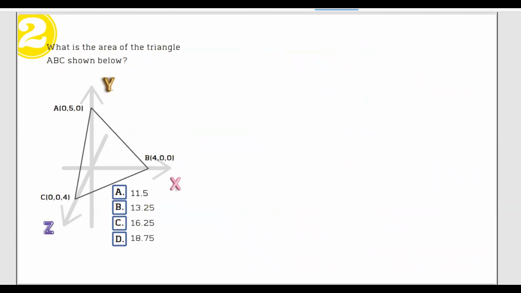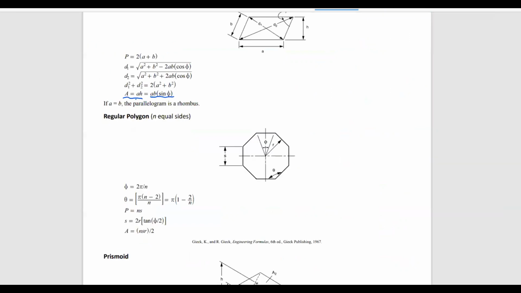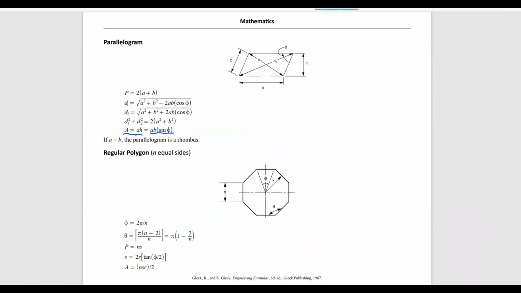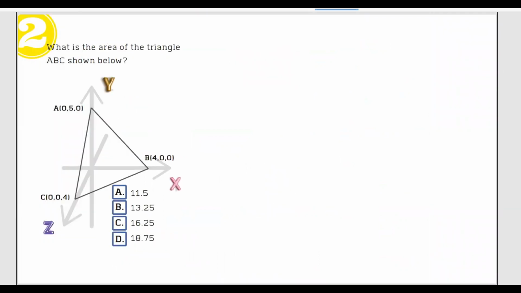Now, problem number 2: what is the area of the triangle ABC shown below? A quick reminder, in my previous video we discussed what the cross product represents. Going back to the FE handbook, the area of the parallelogram is actually given by the cross product. So the magnitude of the cross product gives you the area of the parallelogram. When you are asked to calculate the area of a triangle or any other shape, and you're given the coordinates, you have to think about the cross product right away.